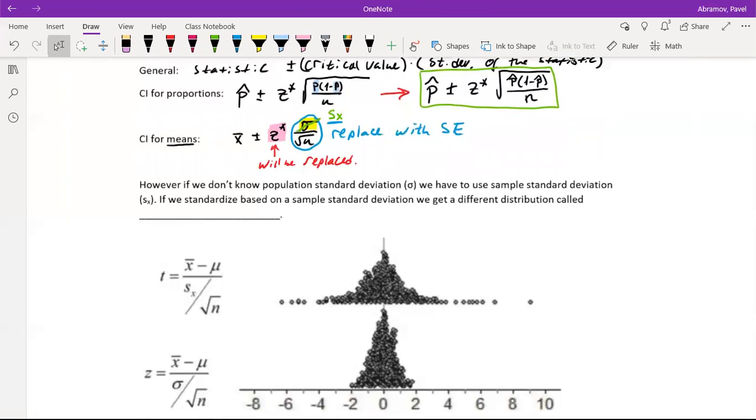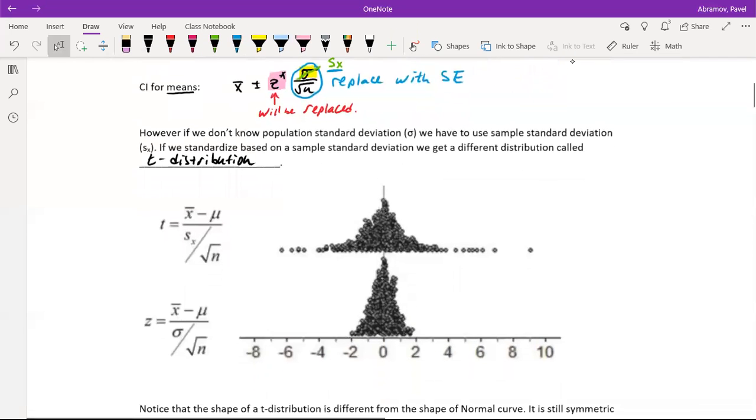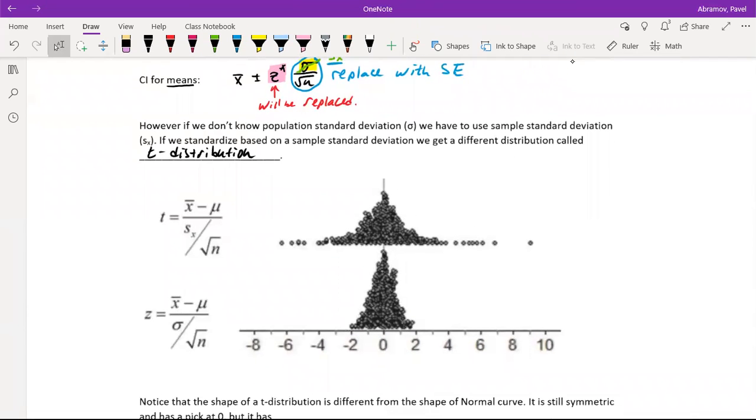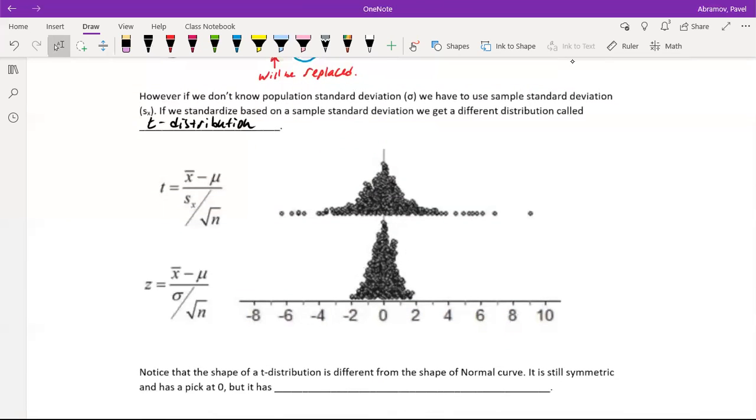As the note at the bottom says, we don't know the standard deviation of the population, so we have to use the sample standard deviation. And if we standardize based on the sample standard deviation, we get a different distribution, as already mentioned, and that's called a t distribution. We're not going to get into too many details about how it's all done, but here we have the examples. So this is our t distribution, and this is our normal distribution, or we can call it z distribution.